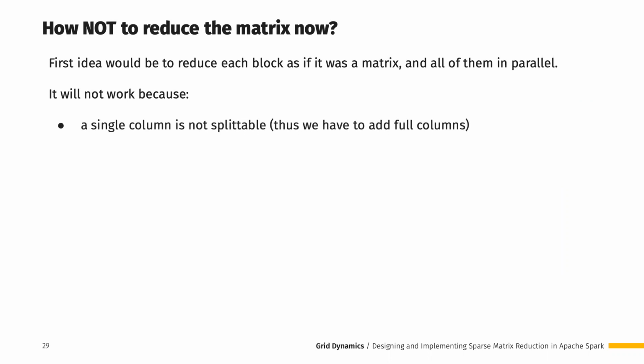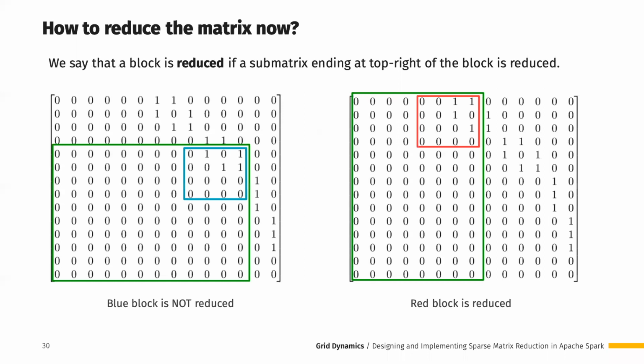So first of all, a single column is not splittable. Linear algebra doesn't allow us to split the column and just operate on part of the column. So we need to add full columns, the entire columns. And as we have to add entire columns, if we would then reduce blocks that are vertical, we might mutate those columns in two different nodes. So we reach inconsistency and nondeterministic behavior. And at the end, we will not get a reduced matrix, or at least it will not be correctly reduced. So what to do?